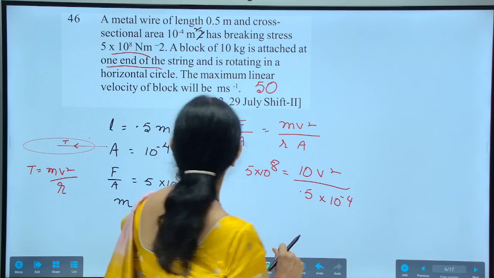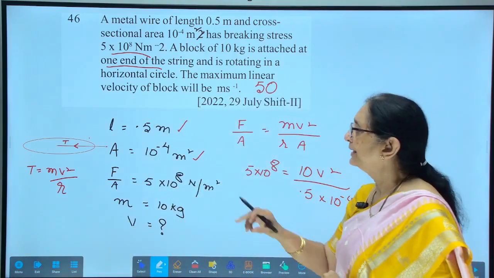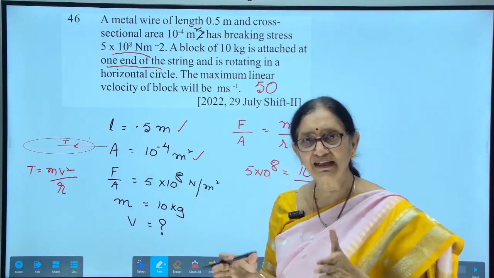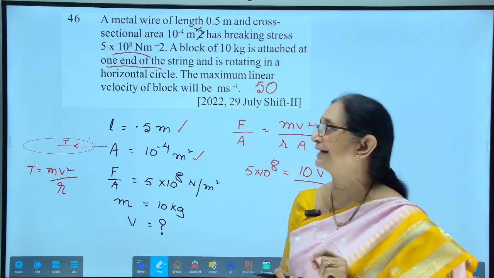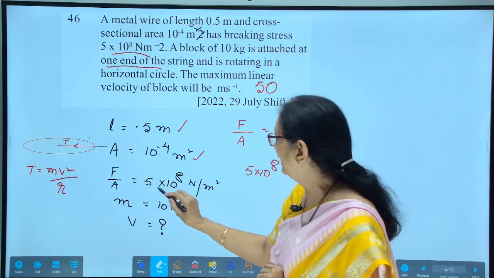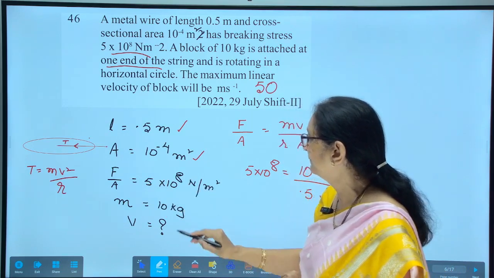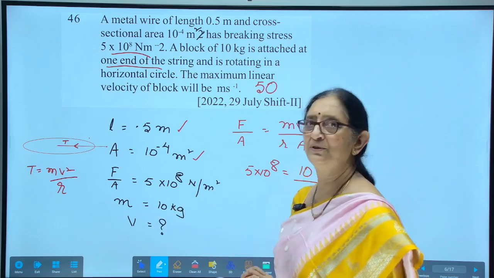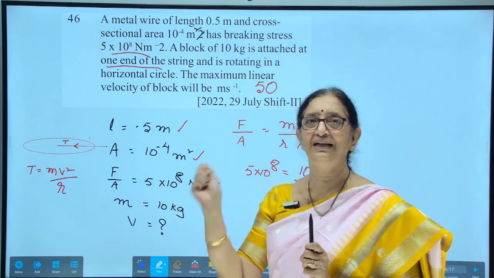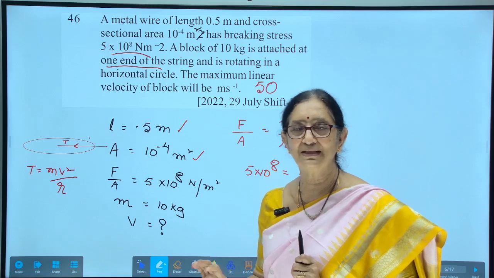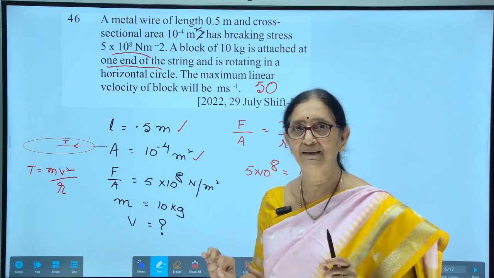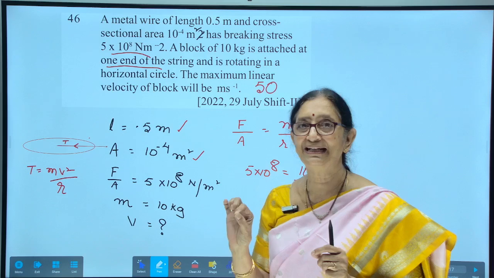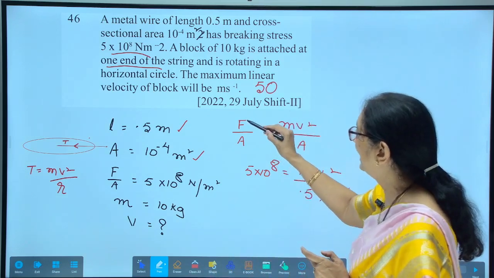If it is rotated in a horizontal circle, the tension developed in the string will be mv square by r. That is the centrifugal force acting on it. So F by A is given as 5 into 10 power 8. Mass attached to the wire is given as 10 kg. You are supposed to find the maximum permissible velocity at which it can be rotated in the horizontal circle so that the wire doesn't break. So definitely the tension created must be within the limit of breaking stress. So breaking stress is F by A.